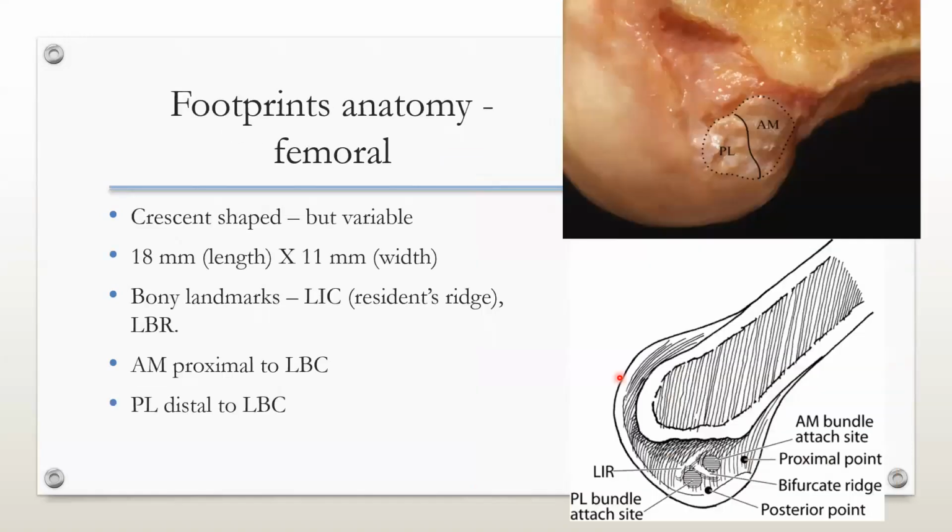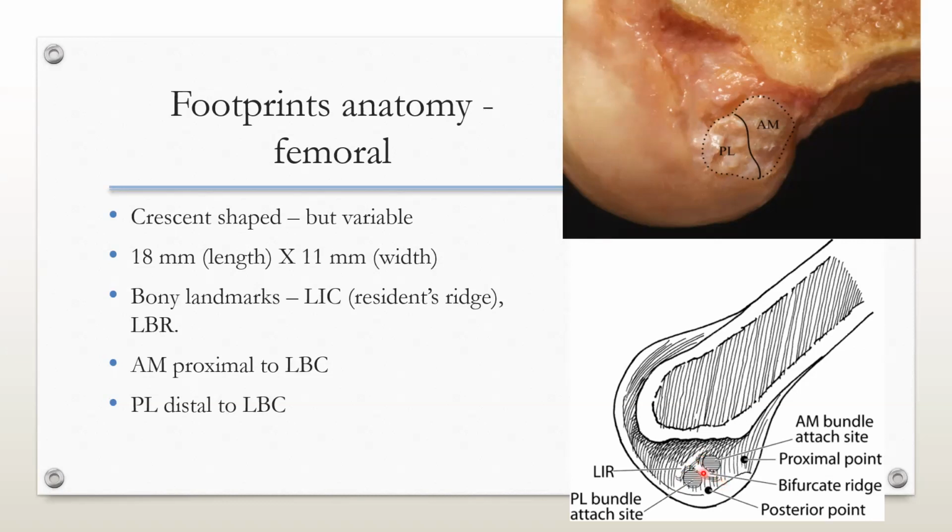So coming to the anatomy of the footprints at the femur, the femoral footprint is predominantly crescentic, but can have a variable shape. The dimensions would be 18 millimeter in cephalocaudal direction and 11 millimeter in anteroposterior direction. The important bony landmarks concerned with the femoral footprint would be the lateral intercondylar ridge, also known as the resident's ridge, and the lateral bifurcate ridge, which runs perpendicular to the lateral intercondylar ridge.